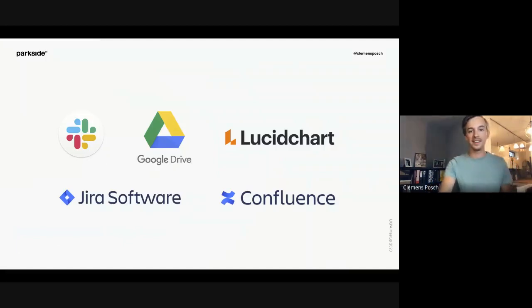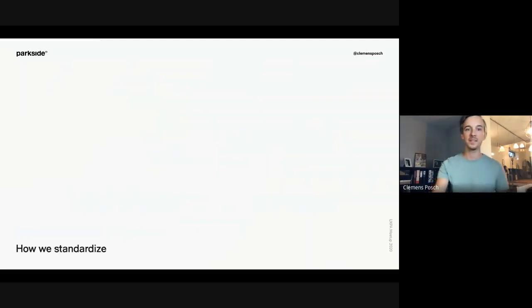First, the basics for communication, project management, et cetera. Our communication basically runs on Slack in combination with the Google Suite and Atlassian's Jira and Confluence software. Some design related tasks are on Lucidchart. But if we look at the design tools itself, I think it's better to split them up into four categories.